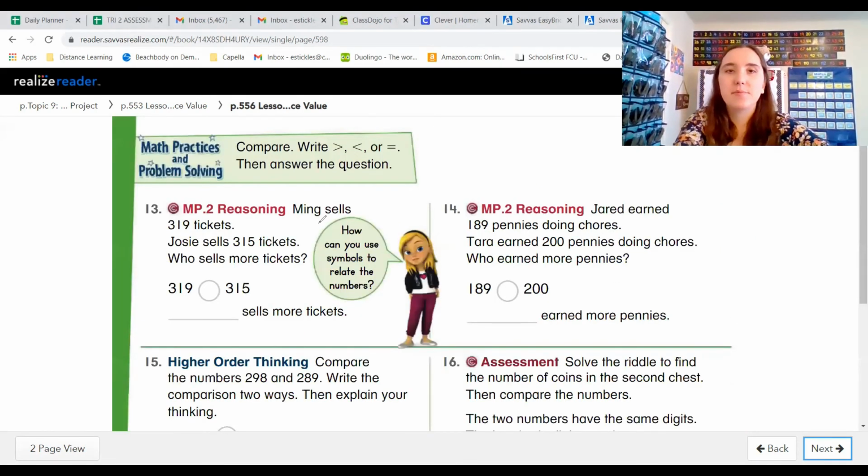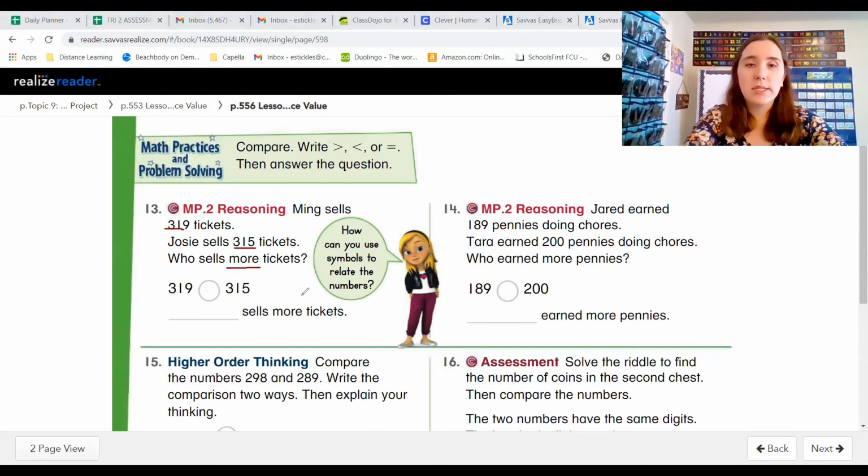Let's look at number 13. Ming sells 319 tickets. Josie sells 315 tickets. Who sells more tickets? So we need to compare 319 and 315. So let's look at our 2 numbers. We have 3s in the hundreds place in both numbers. We have 1s in the tens place in both numbers. Let's look at the 1s. We have a 9 and a 5. Which one is bigger, 9 or 5? 9 is bigger, so that means 319 is the bigger number.